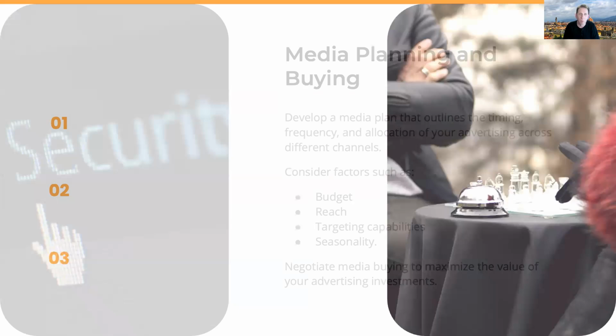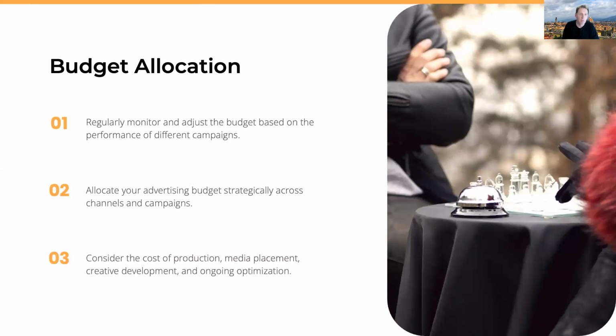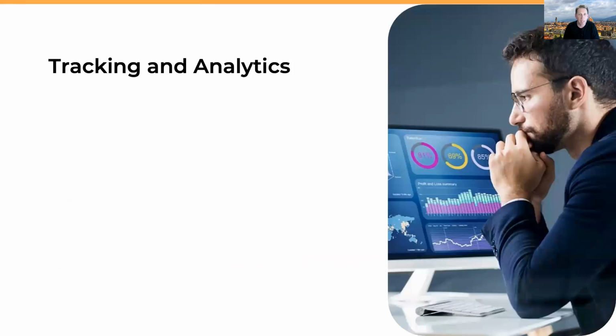Next, of course, is your budget allocation. Regularly monitor and adjust your budget based on the performance of the different campaigns, and allocate your advertising budget strategically across channels and campaigns. Then, of course, consider the costs of production, the media placement, the creative development, and the ongoing optimization. And finally, tracking and analytics.